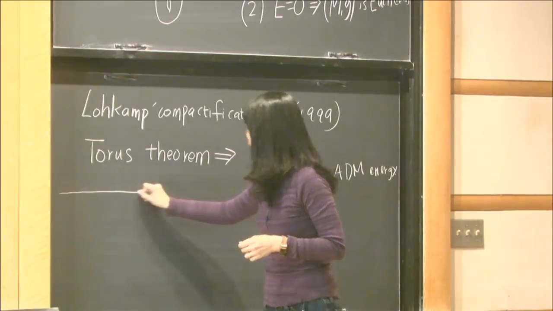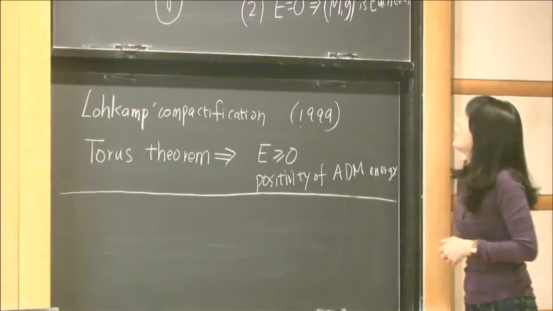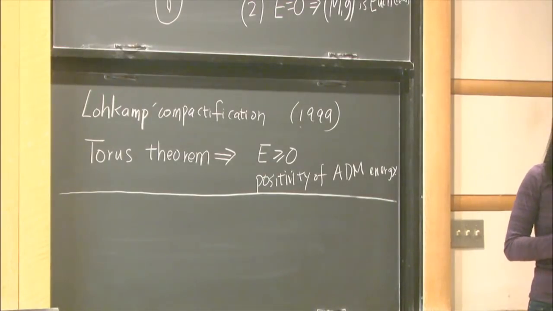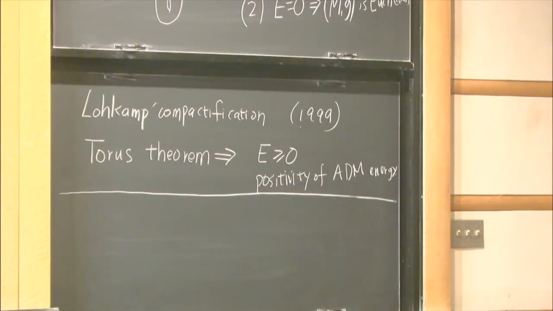This is called the Riemannian positive mass theorem because there's a more general version of it. And so this will be a special case of a more general positive mass theorem type statement. But this is a very important special case.